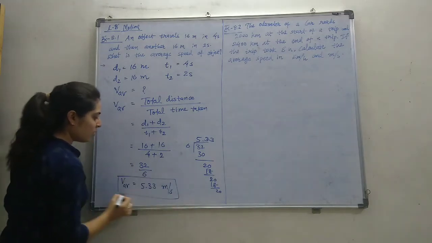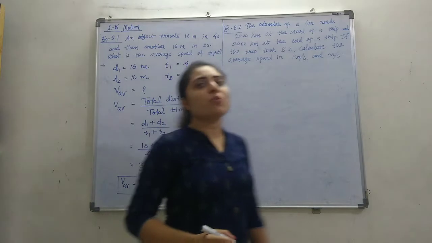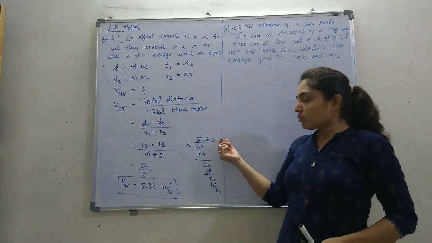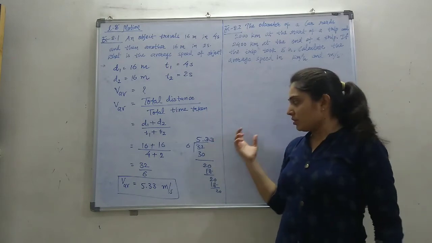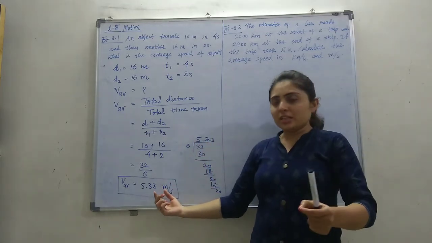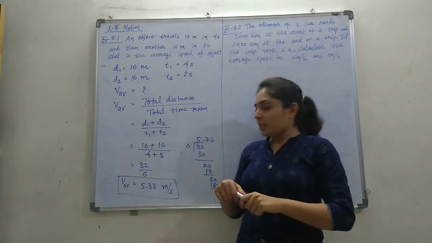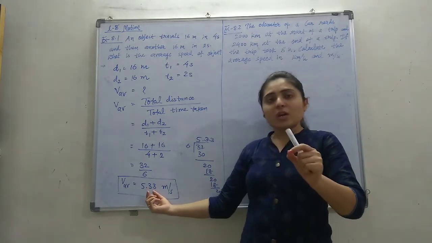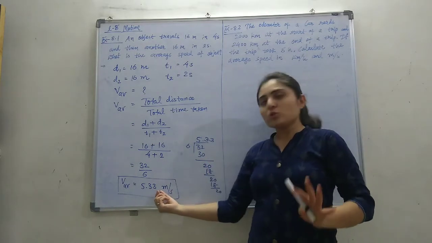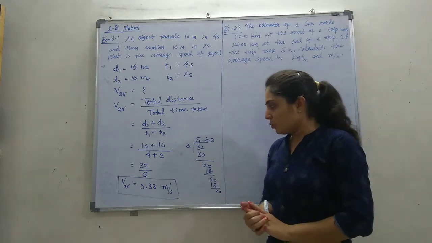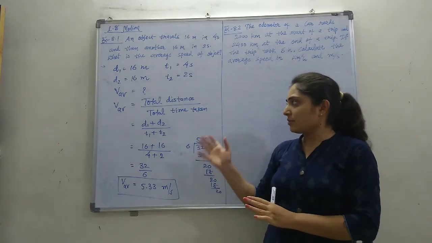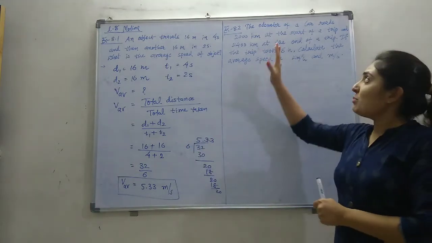So the average speed of this object is 5.33 meter per second. In physics or in science, we are not going up to infinite numbers. We are only going up to 2 decimal places, right? After 2 decimal places, we ignore the rest. So this is how the average speed is calculated. Another example, 8.2.